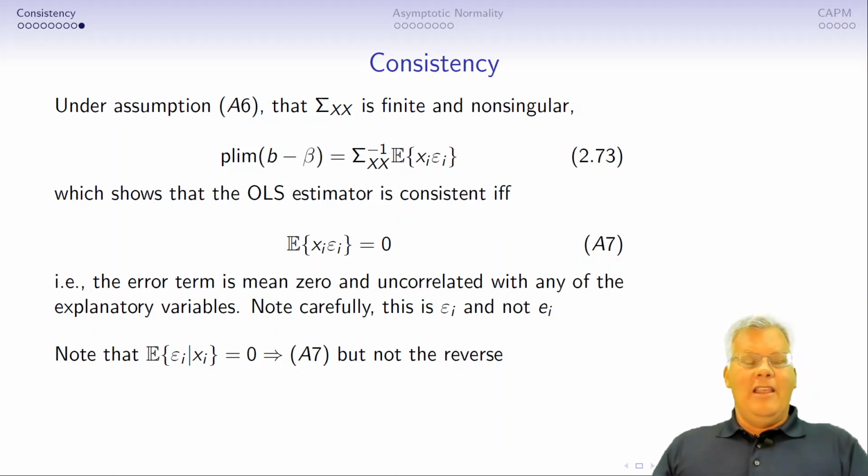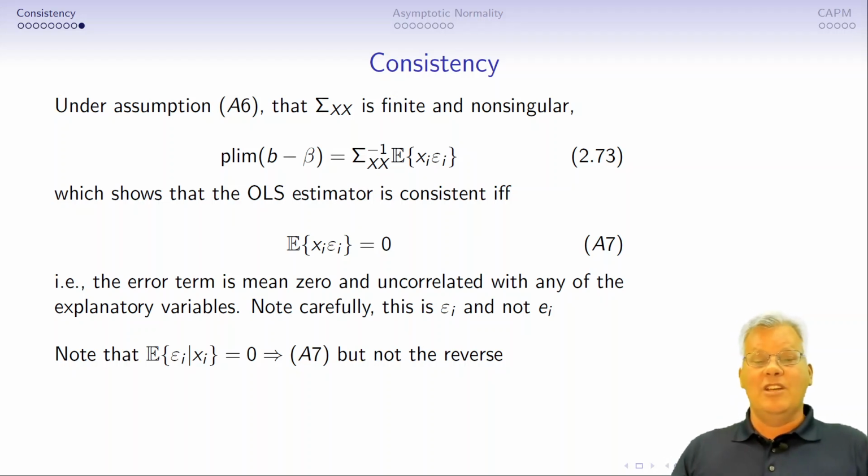Note that the expectation of epsilon i conditional upon xi equals 0 does imply that the expectation of xi epsilon i is equal to 0, but the reverse is not true. A7 does not imply that the expectation of epsilon i conditional upon xi is equal to 0. So assumption A7 is a weaker assumption.